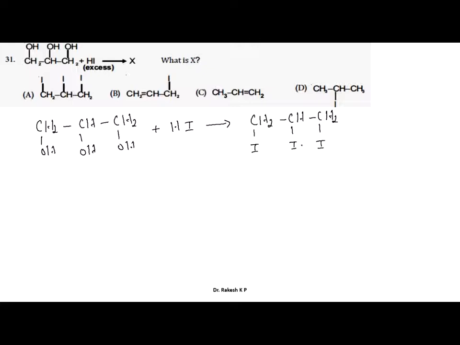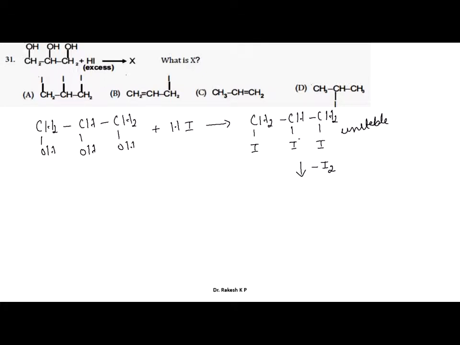Remember one thing, among the halogens the size of iodine is large. Whenever iodines are present at adjacent carbon atoms, this molecule becomes unstable because they undergo repulsion due to their size. So it eliminates iodine, maybe from this carbon to this one, or from this carbon to this one.